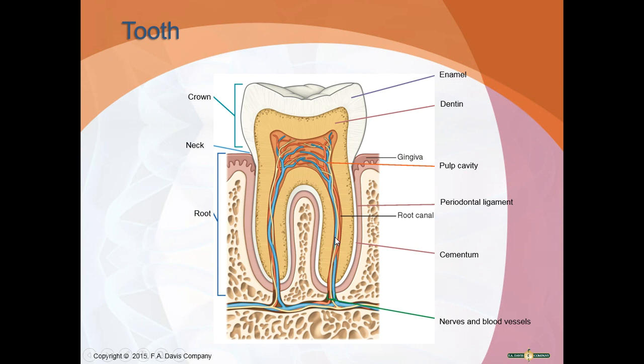So a periodontal ligament lines the socket. Fibers from the ligament infiltrate both the root and the socket to anchor the tooth in place. A connective tissue called cementum covers the dentin in the root. Nerves and blood vessels enter the tooth through an opening at the end of the root canal.